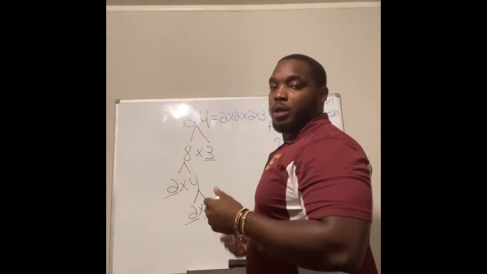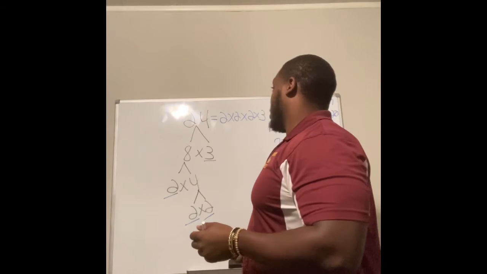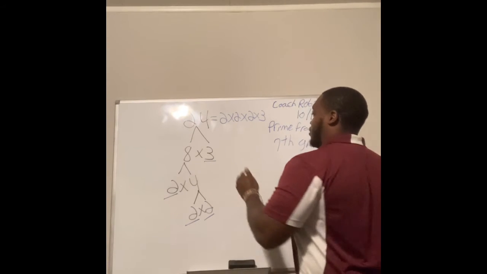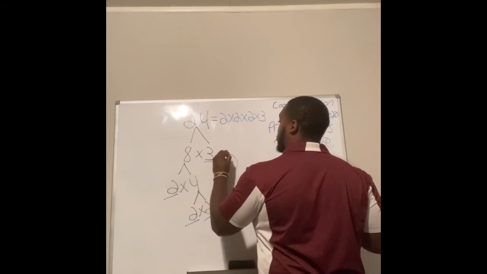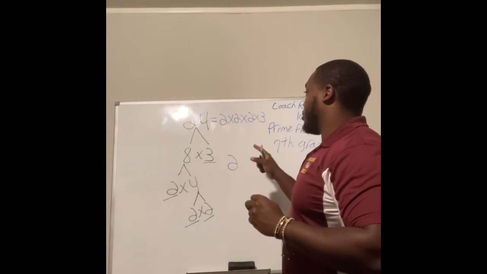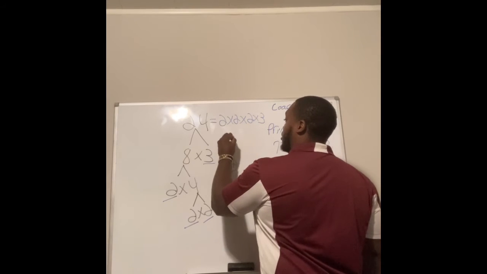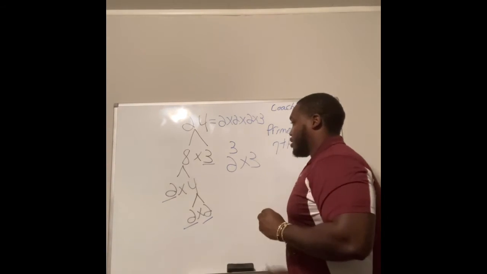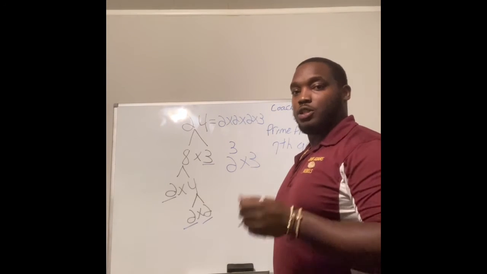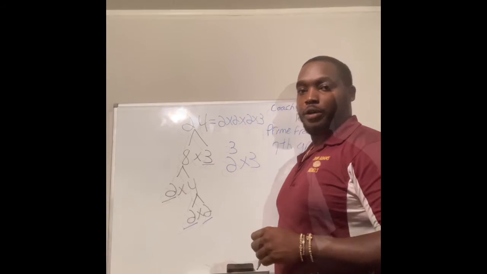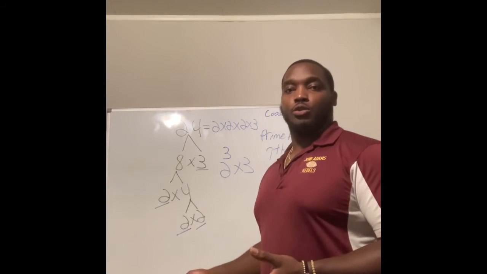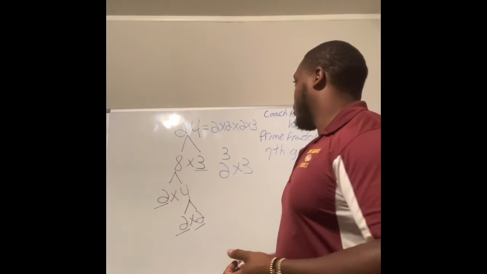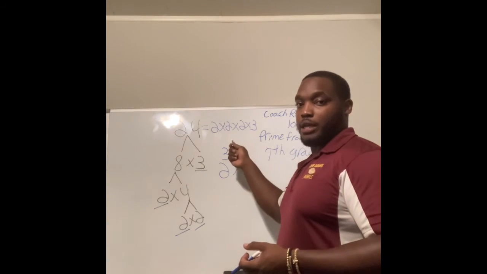Now, if you want to put this in exponential notation, you want to count the number of 2's. So now I have 3 2's. You want to put 2 as the base, and the number of 2's is the power. So that's 2 to the third power times 3. And that's the prime factorization and exponential notation of the number 24. No matter which factors you choose, I chose 8 and 3. If I do 12 and 2 or 6 and 4, you're still going to get to the same exact result.